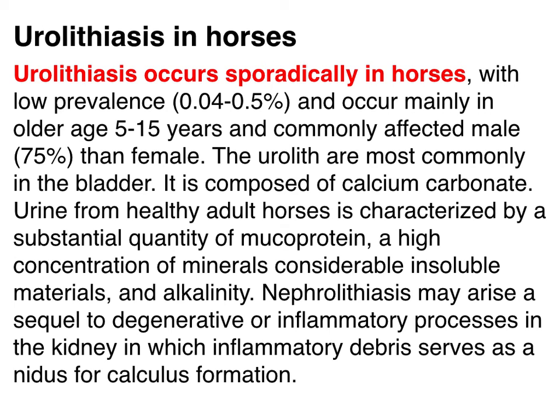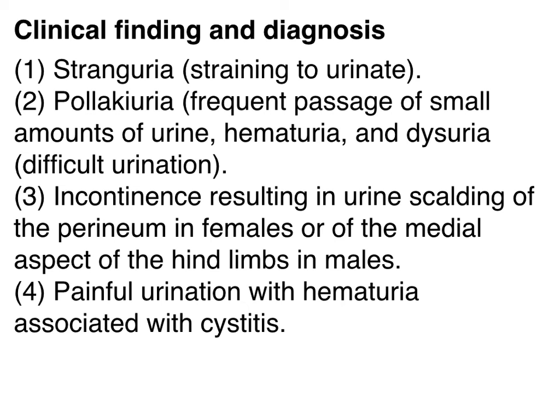Nephrolithiasis may arise as a sequela to a degenerative or inflammatory process in the kidney, in which inflammatory debris serves as a nidus for calculus formation. As for the clinical findings and diagnosis, the most important points: stranguria, straining to urinate, polyuria, frequent passage of a small amount of urine, hematuria and dysuria, difficulty in urination, incontinence resulting in urine scalding of the perineum in females or of the medial aspects of the hind limbs in males, painful urination with hematuria associated with cystitis.